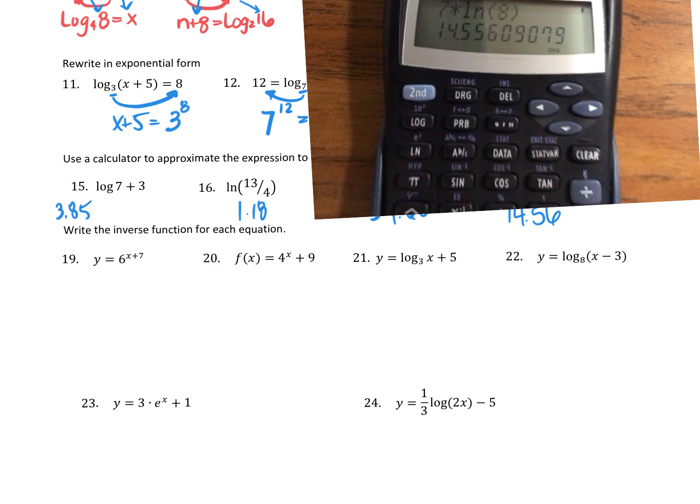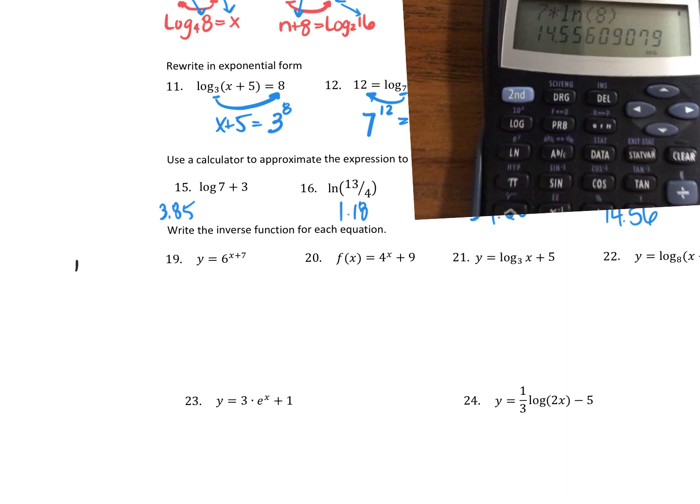Okay, write the inverse function for each equation. We have pretty much 4 steps. The first one, change f of x to y, if it is. 2 is swap x and y. 3, rewrite the logs as exponents and the exponents as logs. And then lastly, you have to get y by itself.